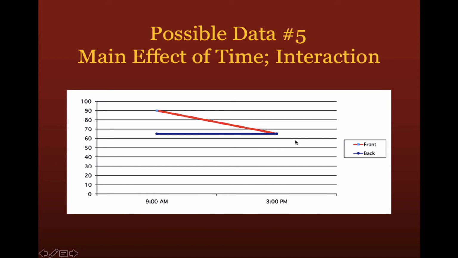We also have to make sure we had our main effect of seating location. So the average of our fronts, which would be about 75 or so, was higher than the average of our backs, which is at 65. So this particular graph shows that we have both the main effects that we predicted and the specific interaction that we predicted.